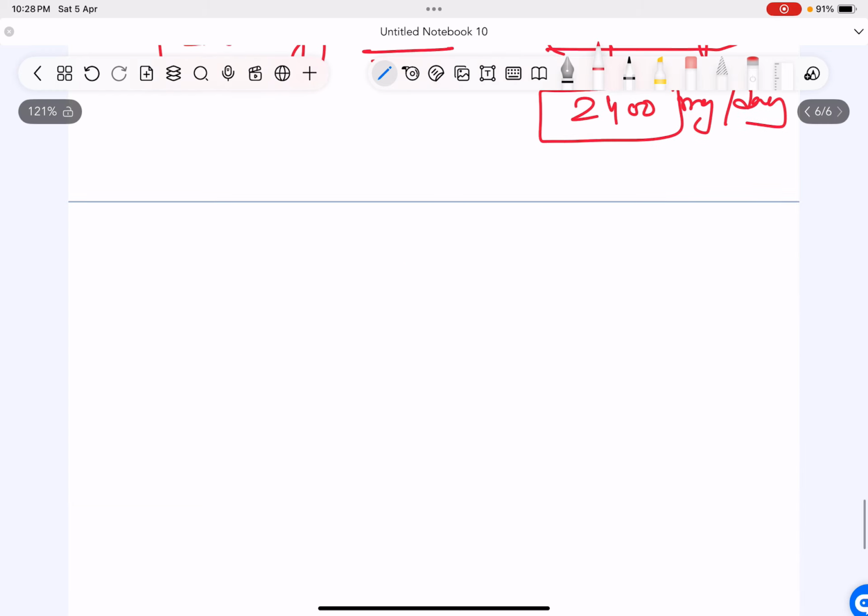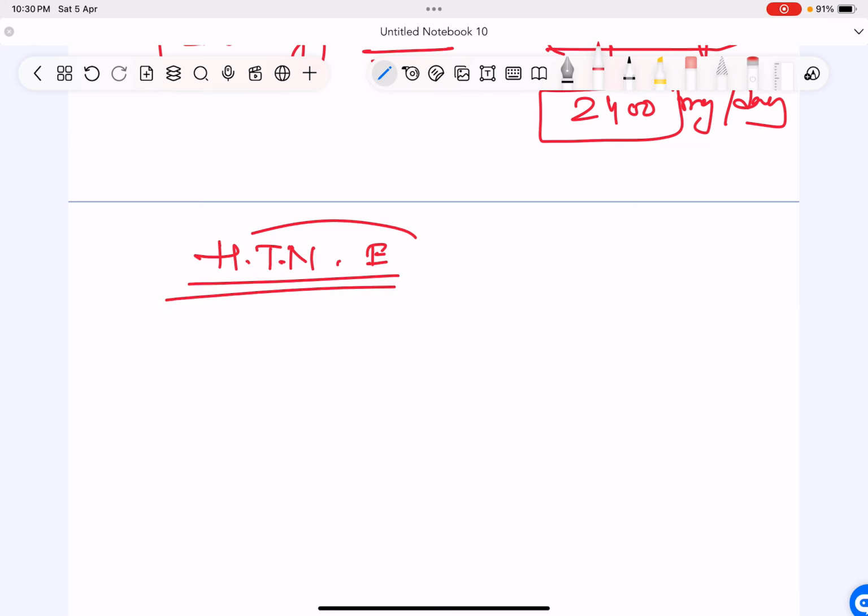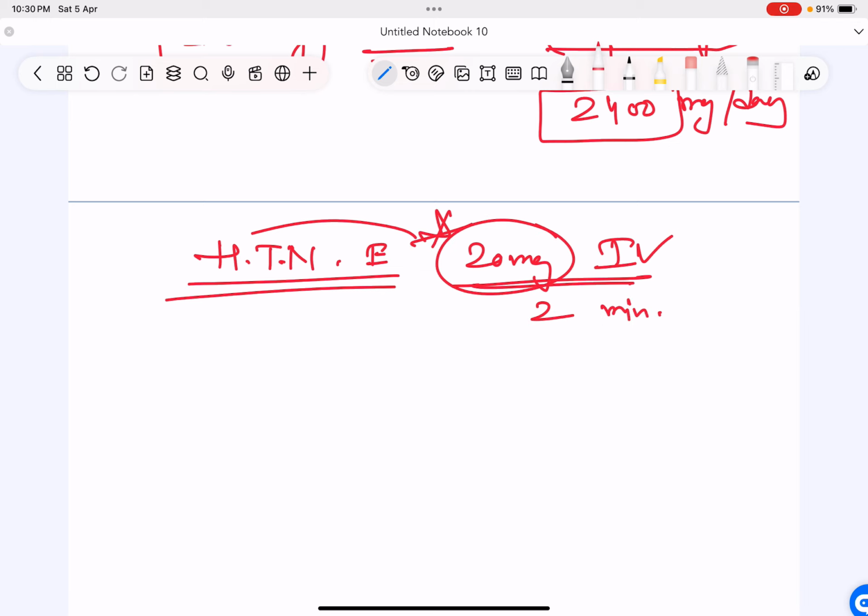But suppose the patient comes with hypertensive emergency, okay. In hypertensive emergency, sorry, I was disturbed by my dog. In hypertensive emergency, you have to give 20 mg IV. Okay, this you have to give over 2 minutes. 20 mg is the starting dose. You give over 2 minutes.